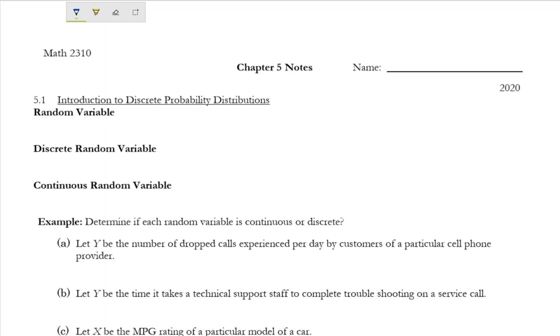Anyway, the goal today is to just get through some of chapter 5 so that we're not behind, and that's about it. We're going to do this little video, and then we are going to have a little assignment to do afterward. Let's get this party started.